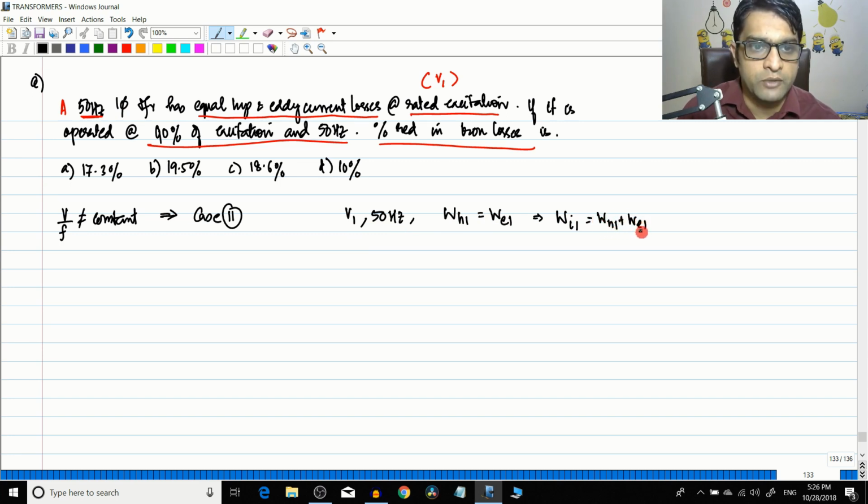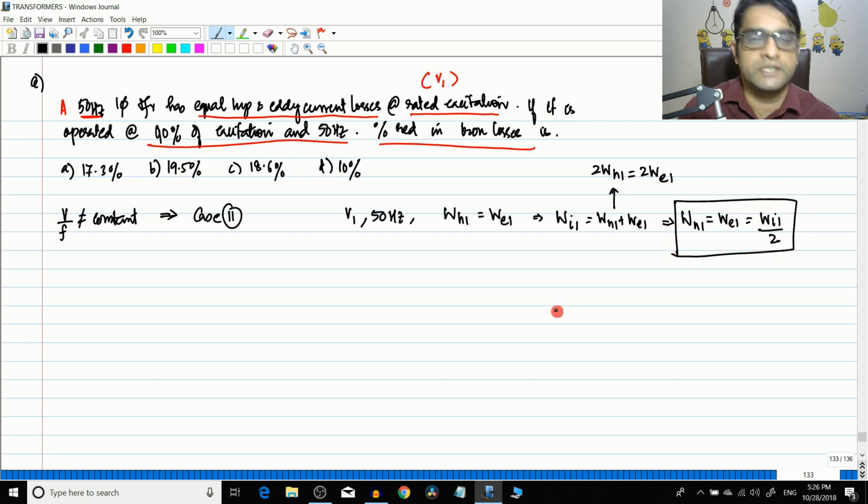But because WH1 and WE1 are exactly the same value, we can write WH1 is equal to WE1 is equal to WI1 by 2, right? Because you can write the total as 2 times WH1 or 2 times WE1. So just by doing a little bit of calculation, you can find this result here. So this result is important.